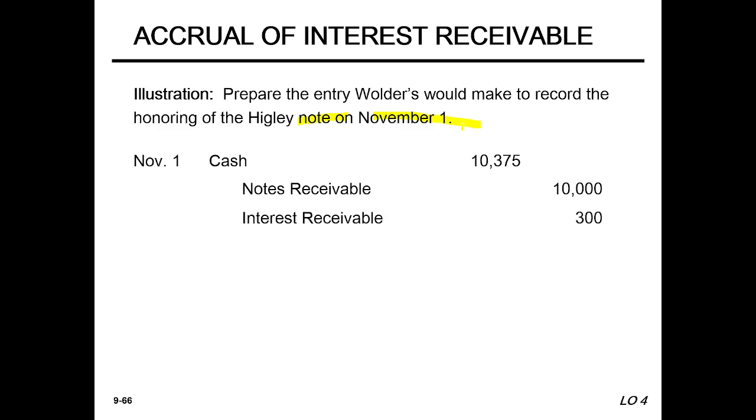Moving next, accrual of interest receivable illustration. Prepare the entry the holder would make to record the honoring of the Higley note on November 1. So here cash debit, and notes receivable credit, interest receivable credit, and interest revenue credit. Okay, I think everybody is clear.